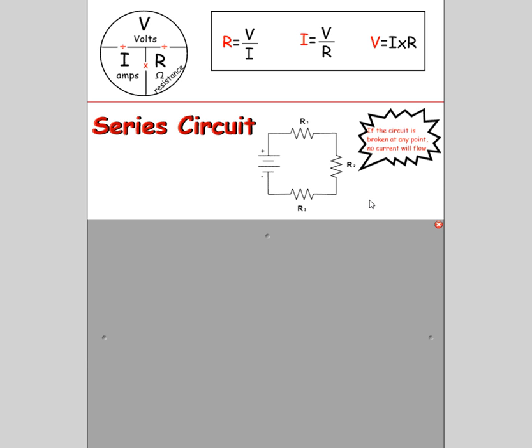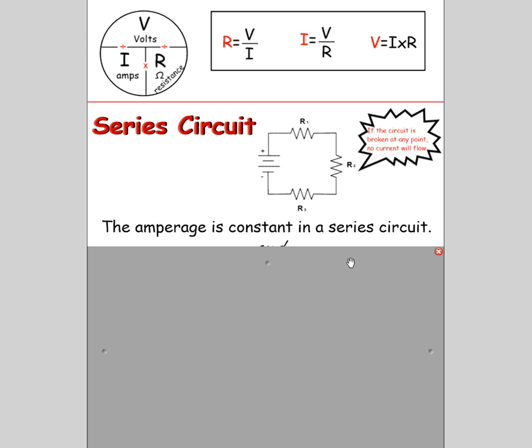The thing about a series circuit is if the circuit's broken at any point, no current will flow at all. This is like the old school holiday lights where if one goes out, they all go out. It's a series circuit. So for a series circuit, here's some things to know. The amperage is always constant in a series circuit. That's the reason why if you break the circuit, it's gone. But the amperage through each of these resistors is constant.